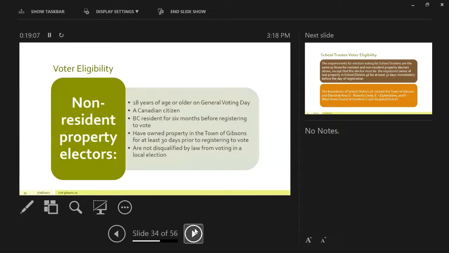The non-resident property electors must also be 18 years of age or older and a Canadian citizen, pretty much the same. Running doesn't have to be a resident. This is just for non-resident. This is different for voters than for candidates.